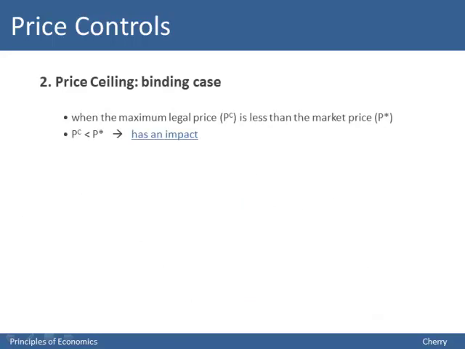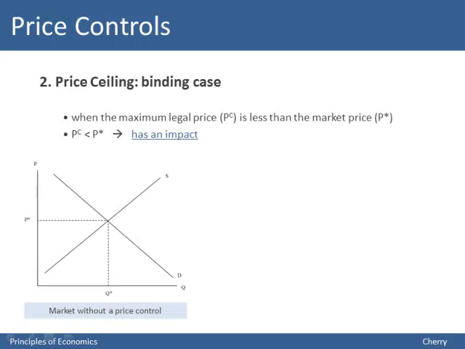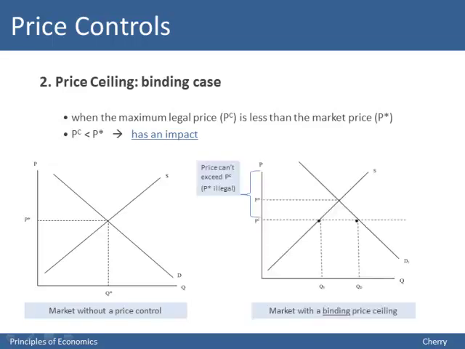So now let's look at the binding case. This is when the maximum legal price is less than the market price. Then you're going to see this price ceiling have an impact on the market. Again, let's look at the market without a price control as the benchmark. And now let's impose a price ceiling that's below the market price. In this case, everything above the ceiling is illegal, and P star is above the ceiling. So now the market price is illegal and can't be charged. The seller has to lower the price to the ceiling.